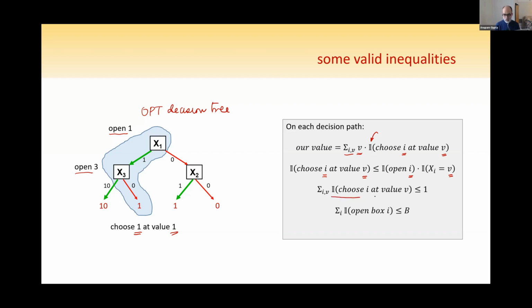The number of choices I make is at most 1. The number of boxes I open is at most b. And this is true on this path, and on every path down this decision tree. This is what it means to be feasible. If you choose it at that value, you must have opened it, and that value must have come up.